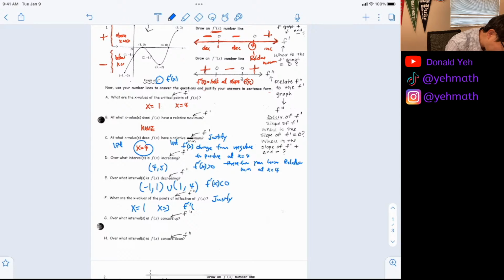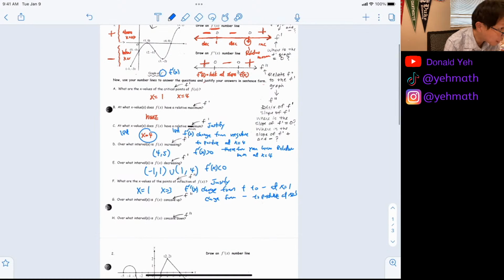You're going to say f double prime of x changes from positive to negative at x equal to 1 and changes from negative to positive at x equal to 3. And then that's how you justify. Remember, justify is going to be an easy point. You don't need to write three-paragraph essays. You just need to write down one statement, which is the first derivative test statement. Or second derivative, oh, sorry, this one's the inflection point definition.